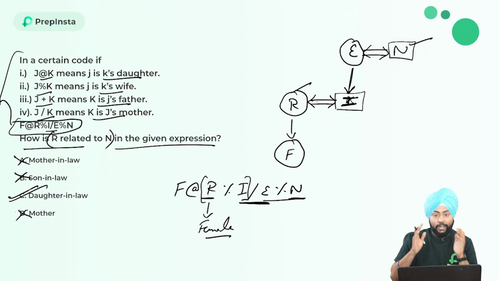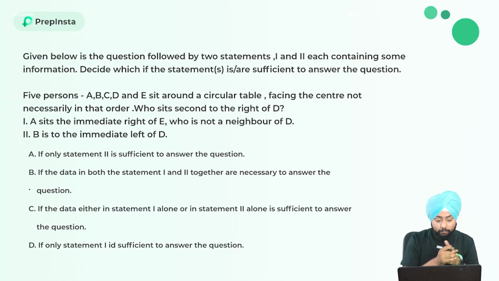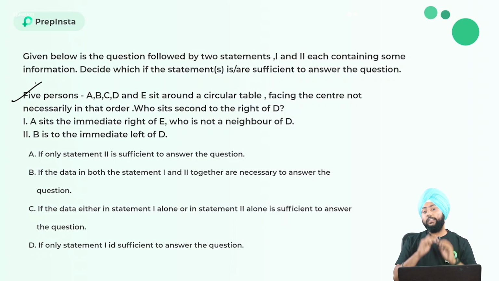So let's directly hit the next problem. This problem is from circular table arrangement, specifically data sufficiency. If I talk about data sufficiency, guys, this is the foremost topic which TCS asks a lot. They can ask any topic within this particular topic. Let's directly hit this problem.